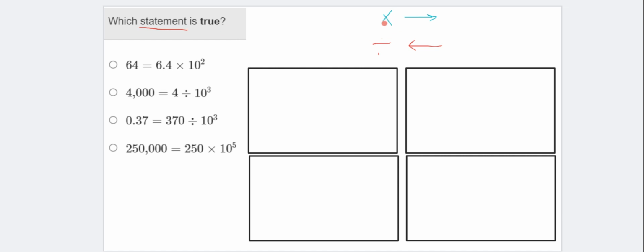And of course, we want to remember that when we multiply, we move the decimal to the right, to the right, to the right. And when we divide, I know that I move the decimal to the left, to the left, to the left. So let's start with the first one, statement 1.